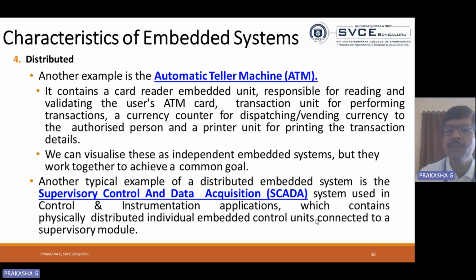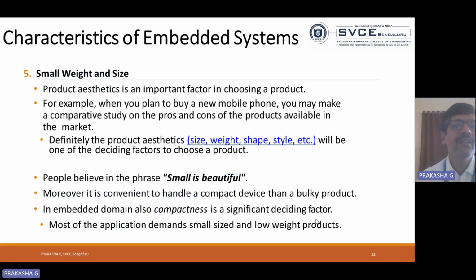Another typical example of the distributed embedded system is the supervisory control and data acquisition, that is SCADA system, used to control an instrumentation application which contains physically distributed individual embedded control units connected to a supervisory module. Okay, so this is also one of the best examples, the SCADA tool, which electrical engineers are very much familiar with. Fifth one, small weight and size.